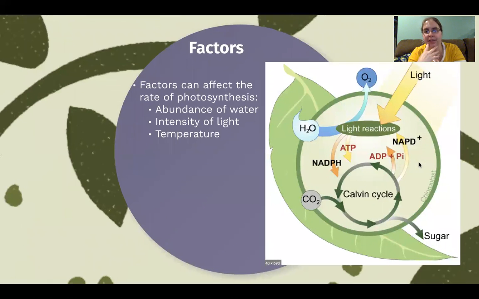Now, there are certain factors that will affect how quickly photosynthesis can occur. So in other words, the rate of photosynthesis. One is the abundance of water. Remember, we said water was a reactant, so the plant needs water if it is going to run photosynthesis. If there's not as much water present, then they can't do as much photosynthesis, and that's going to slow down the rate of photosynthesis.